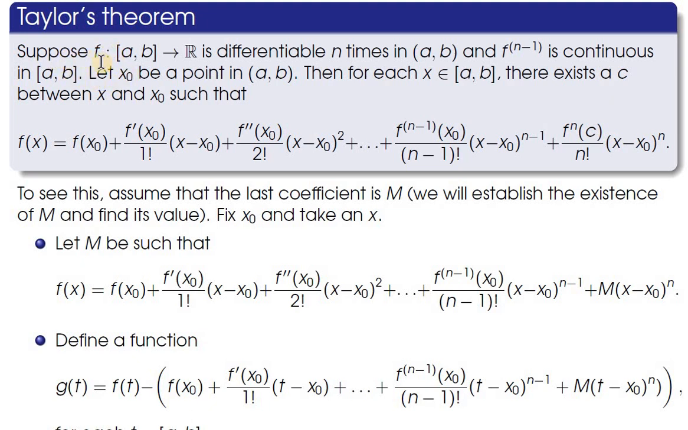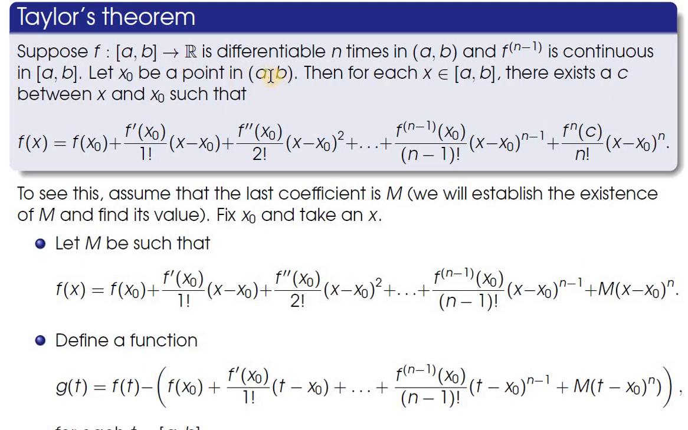Now Taylor's theorem assumes that the function f from a closed interval [a, b] to R is differentiable n number of times in the open interval (a, b), and f^(n-1) is also continuous in the closed interval [a, b]. Of course, if f is differentiable n times, f^(n-1) will be continuous in the open interval (a, b), but we have to assume that it is continuous in the closed interval [a, b] also.